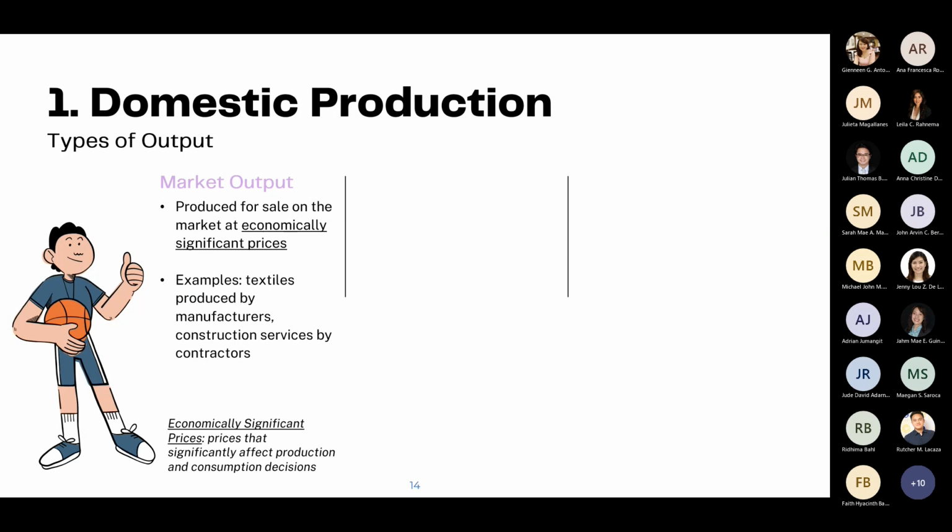These are prices that have a significant impact on the amounts that producers are willing to supply and on the amounts purchasers wish to buy. So in other words, these are prices that affect supply and demand decisions or that inform production and consumption decisions. Okay, so examples of market output, the majority of the domestic production matrix is actually composed of market output. And examples would be textiles produced by manufacturers, construction services by contractors, etc. Basically, this represents all output by market producers sold to the market, and these are valued at basic prices usually.